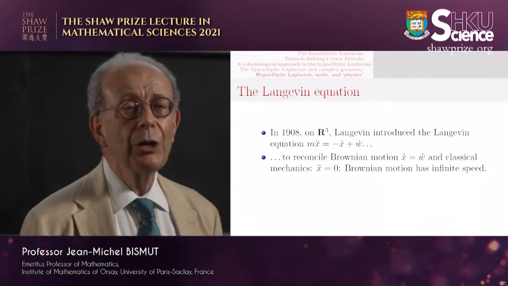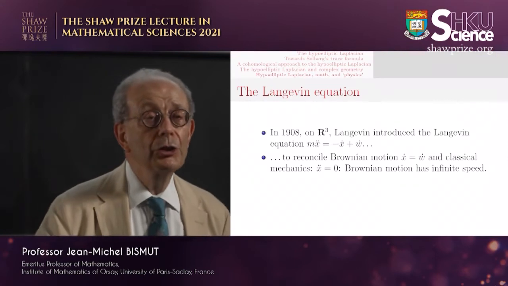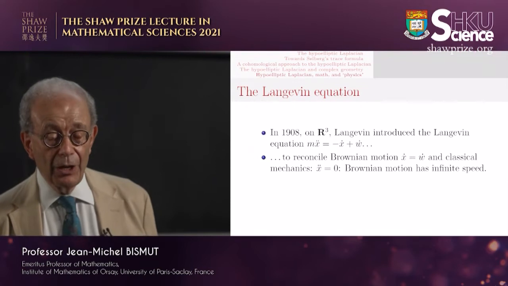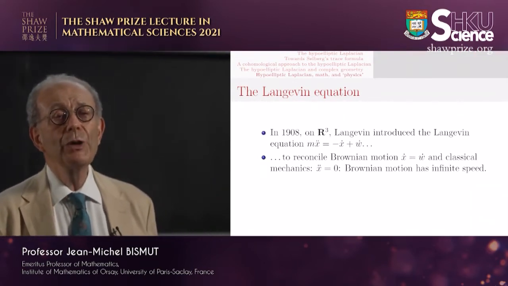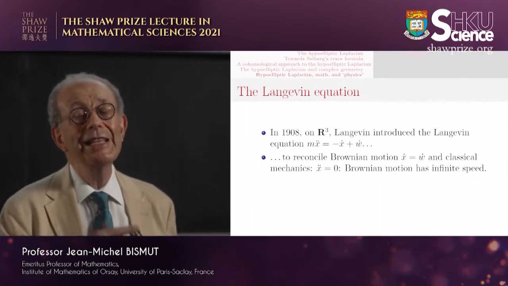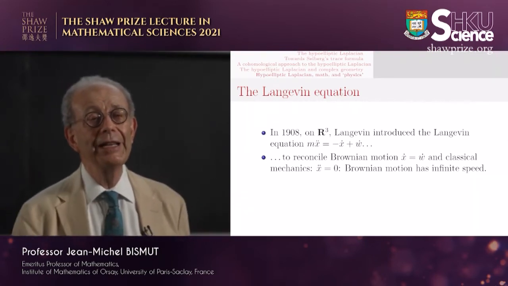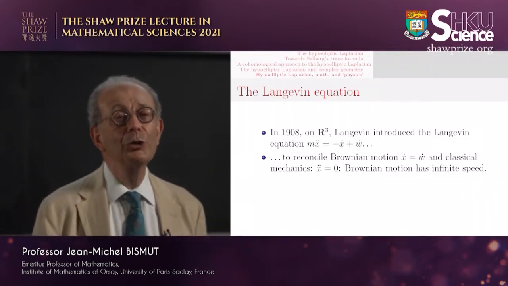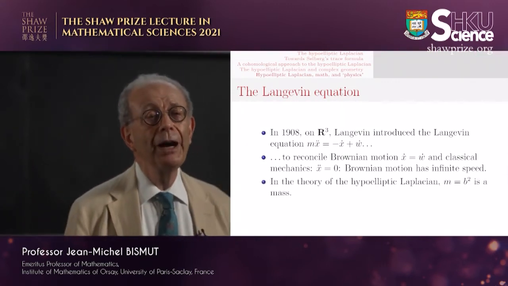And the reason why Langevin was doing this, he was trying to reconcile Brownian motion, the theory of Brownian motion, with classical mechanics. The question was that it was already understood at the time that Brownian motion was only possible for particles which had zero mass, because Brownian motion has infinite speed, and if they did not have zero mass, they would have infinite energy. So Langevin was already trying to slow Brownian motion down, so that it would describe a random motion of a particle with a mass.